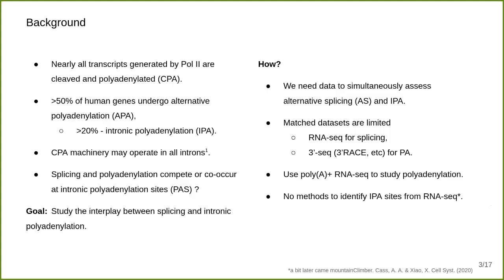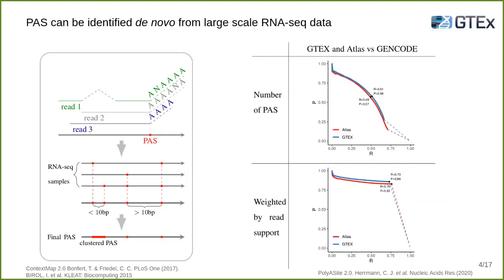Although there are many methods to identify polyadenylation sites from RNA sequencing data, most of them do not work well for intronic polyadenylation sites. So we developed our own pipeline. It's based on reads with adenine-rich soft-clipped ends that do not align to the genome. These reads are called poly-A reads. Genomic position of soft-clipped start is a candidate polyadenylation site.